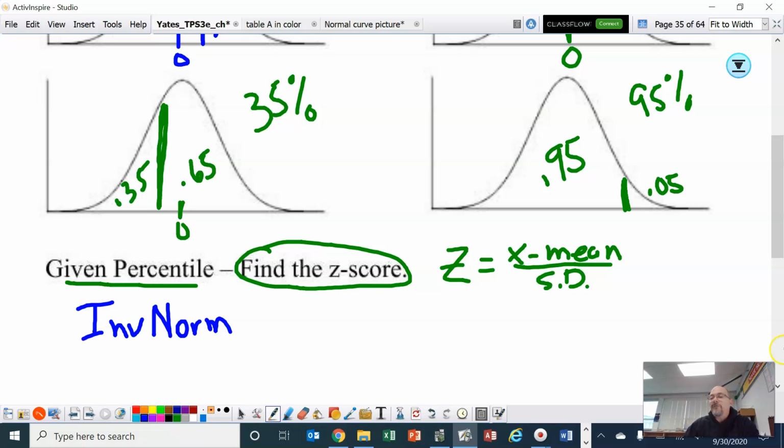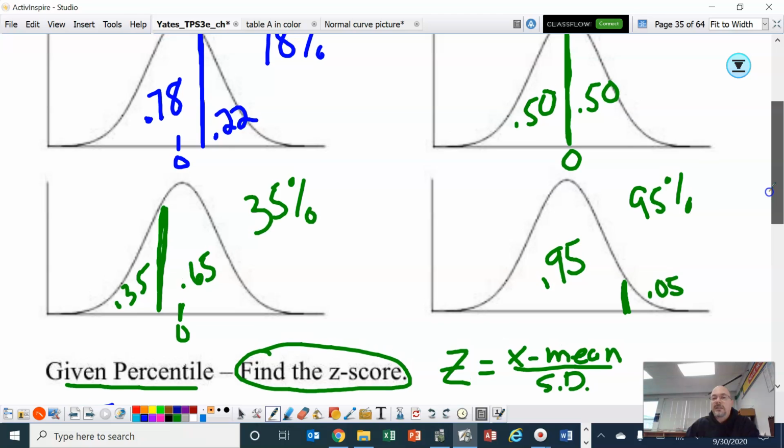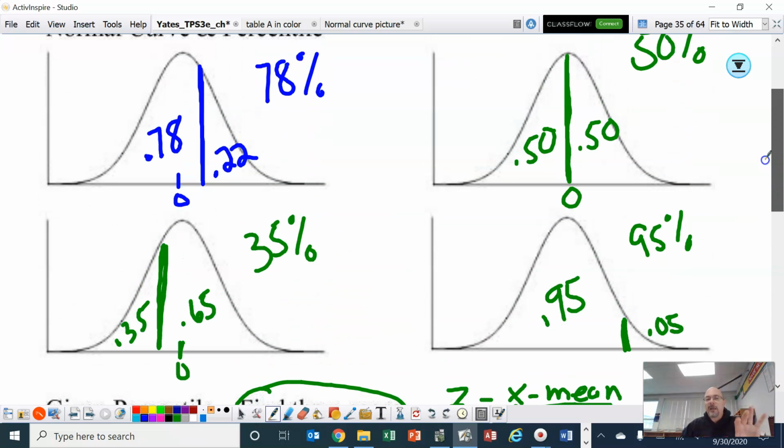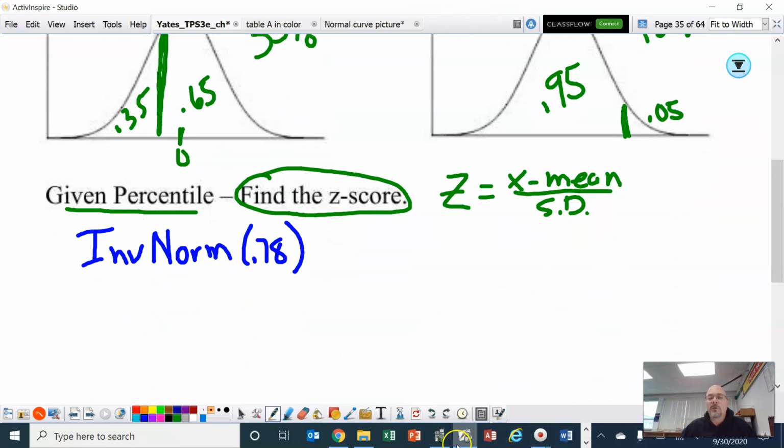Now, I'm going to do that first one, the 78th percentile. So I'm going to go inverse norm 0.78. The calculator can only find the z-score of something to the left. So whatever decimal or area is to the left of this spot, we're going to find this z-score right here. It's to the left of that. All right, so this is what we do.